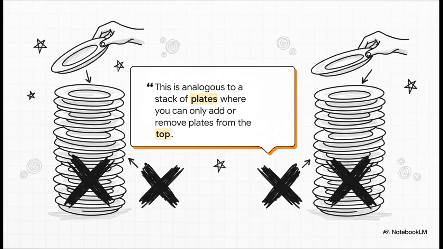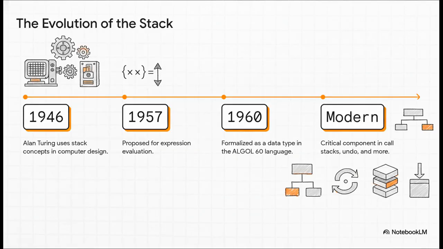Simple as that. And this idea isn't some newfangled thing, not at all. It's been with us pretty much since the dawn of computing. We can trace its origins all the way back to Alan Turing in 1946. It was eventually formalized in the 60s and has since become absolutely essential for, well, everything from how your code runs to that undo button you can't live without.